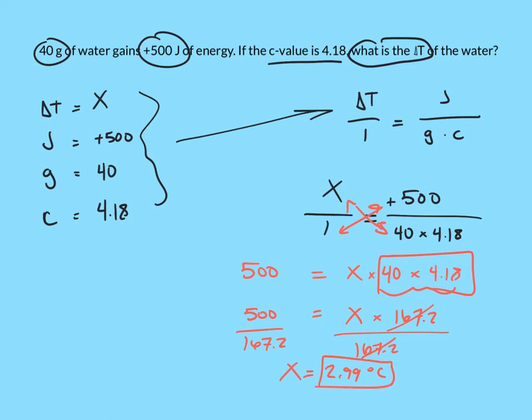So in summary, I started with the formula, I listed my variables down the left, and I plugged everything into the formula. As you can see here, I did cross multiply to get everything on one line, and then I did the math where I divided by a number on each side where the X is to isolate X, and got my final answer of 2.99, and I labeled my answer degrees Celsius.